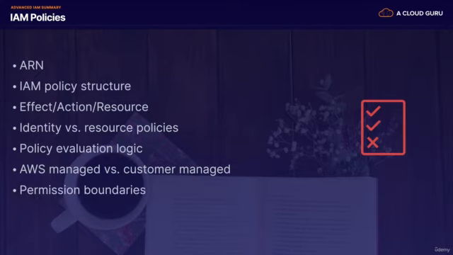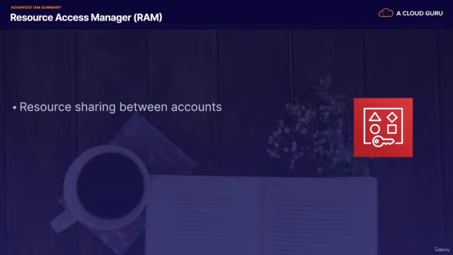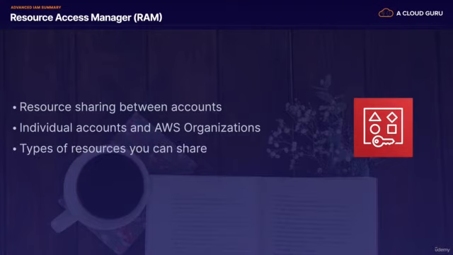We also talked about permissions boundaries. Remember, permissions boundaries don't allow or deny permissions on their own. They simply define the maximum permissions an identity can have. Next, we covered Resource Access Manager. This allows resource sharing between accounts. And this works either on individual accounts or within accounts in an AWS organization. Keep in mind the types of resources that you can share. Remember, not every AWS service is available in Resource Access Manager.